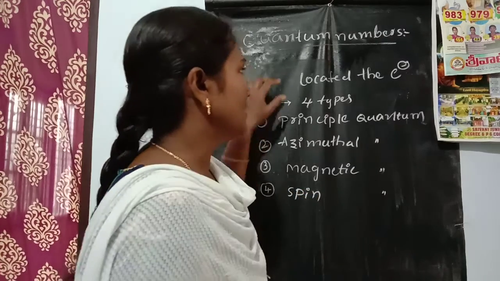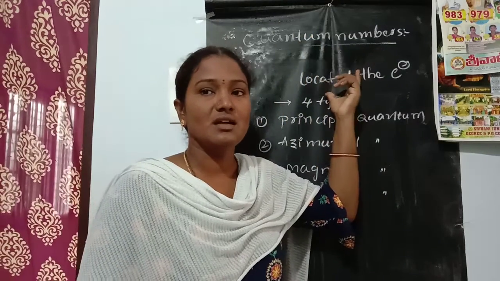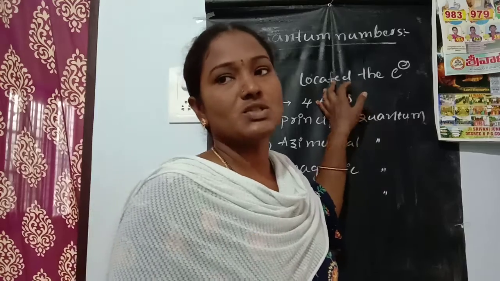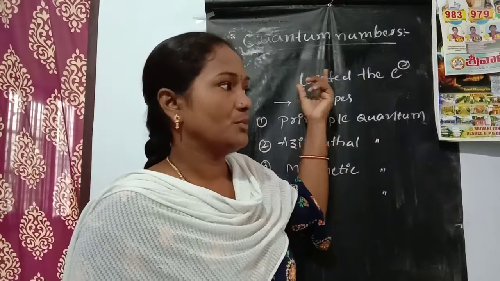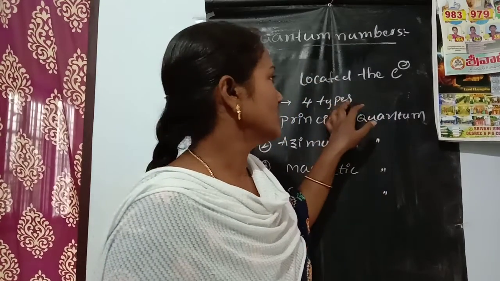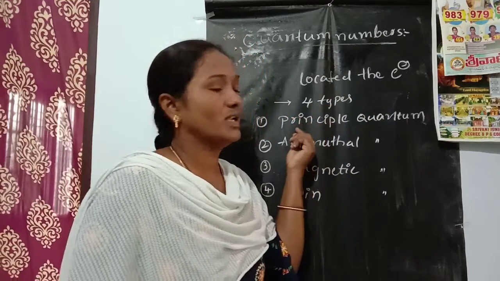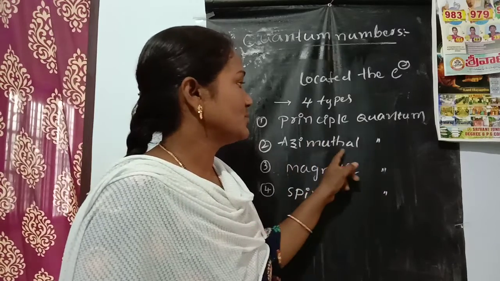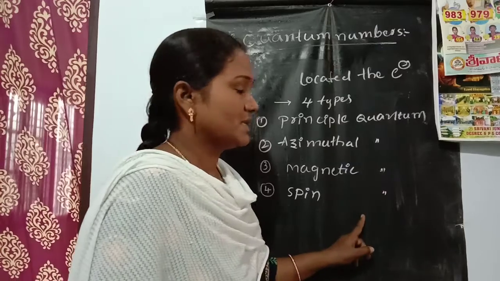Quantum numbers are used to locate the position of electrons in an atom. Quantum numbers are divided into 4 types. First one is principal quantum number. Second one is azimuthal quantum number. Third one is magnetic quantum number. Fourth one, spin quantum number.